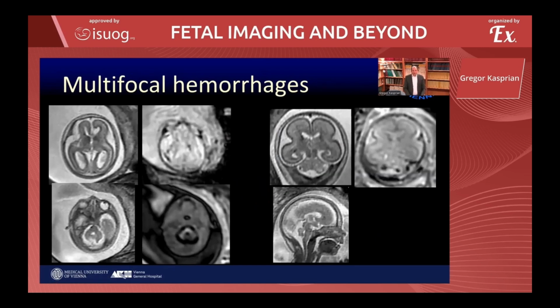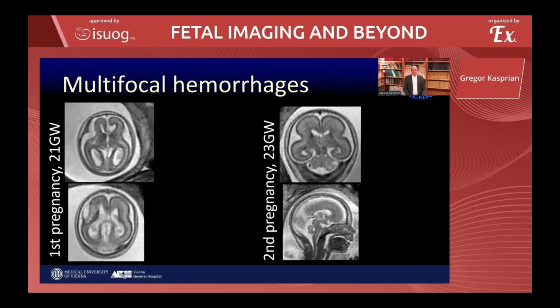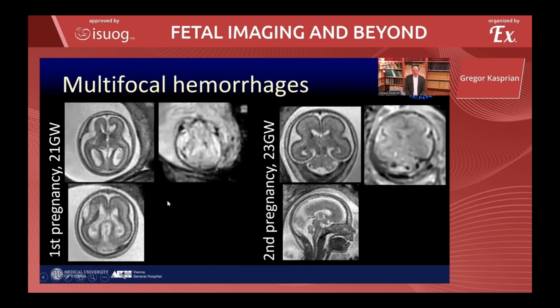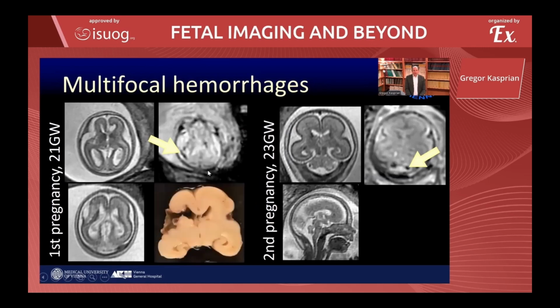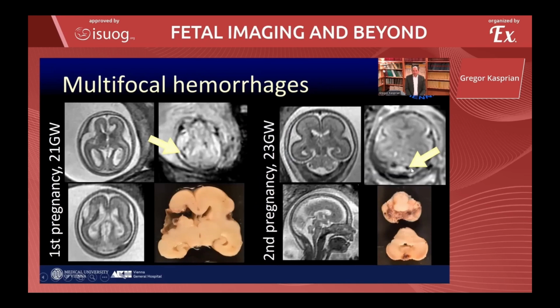These are two different cases, both coming from the same mother. First pregnancy, second pregnancy. And you see already on the T2 weighted images that there are a number of different defects in the brain with hemosiderin, and also here in the cerebellum, blood degradation products. You see the post-mortem specimens here with these hemorrhages. That's how it looks for the neuropathologist.